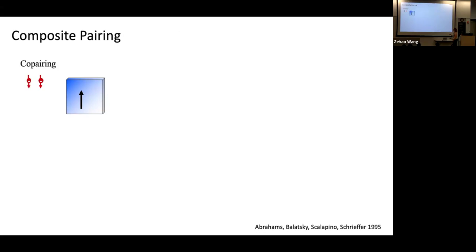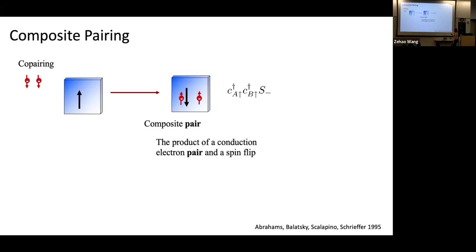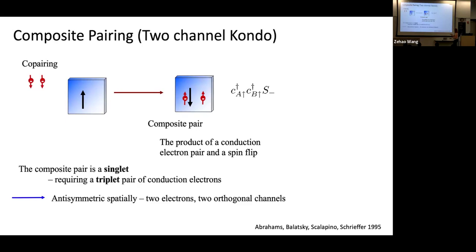So you get another possibility in the 2-channel Kondo where you can actually add a triplet pair of conduction electrons to your system by flipping the local moment. And this combination of this triplet pair of conduction electrons, which has to be in 2 orthogonal Kondo channels, is then gonna combine with a spin flip to give you something that's a spin singlet pair. This was originally proposed as odd frequency pairing by Abrahams, Balatsky, Scalapino, and Schrieffer. Good, okay. So the basic idea is that the composite pair is a singlet.